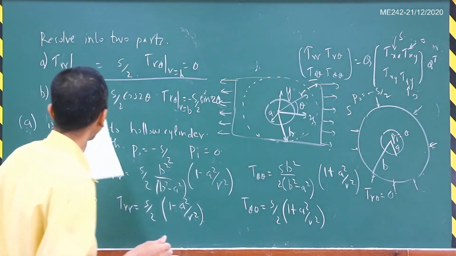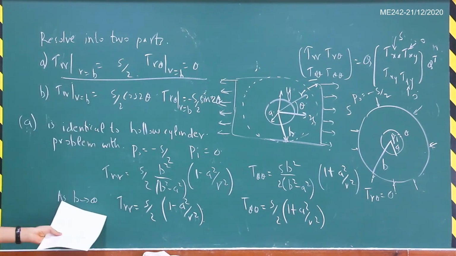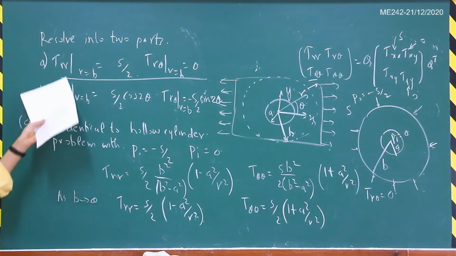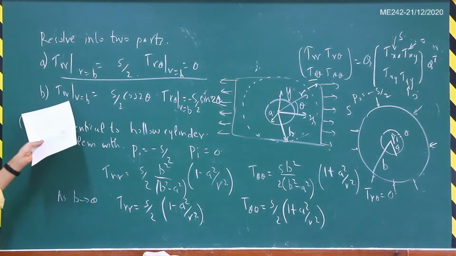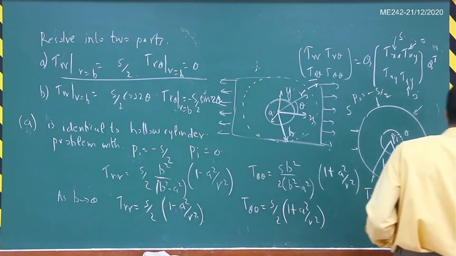Now we have solved this part A, right? This is the solution that you will get. Now we have to solve part B, correct? And then we will simply add the two solutions, and we will get the solution to the entire problem. Okay, so let us do that now.